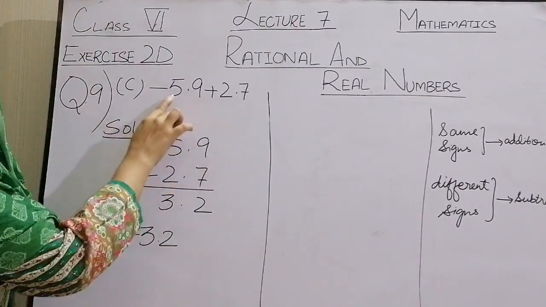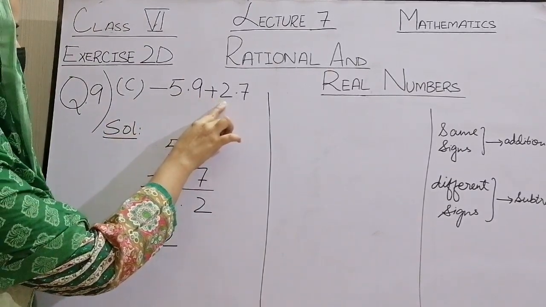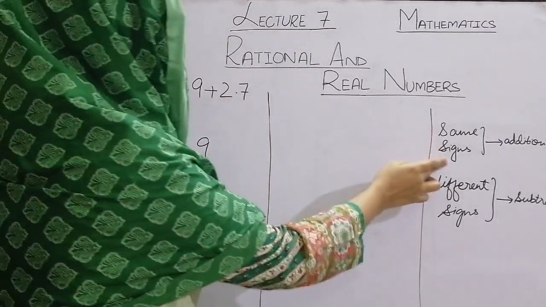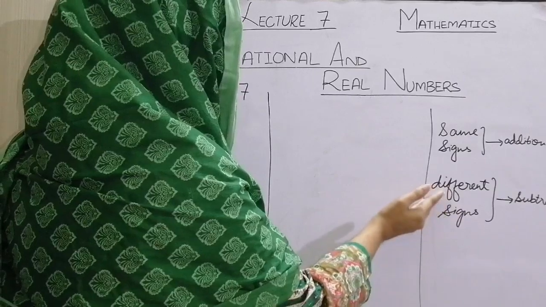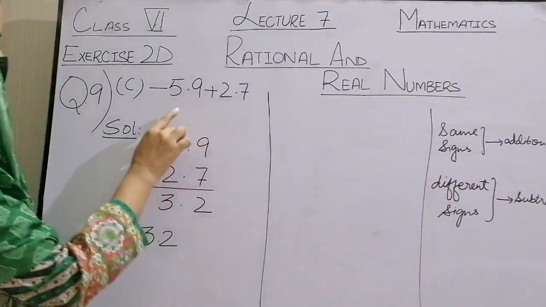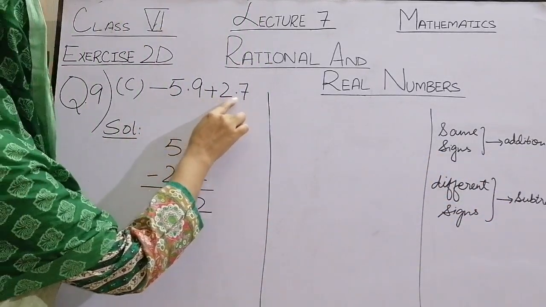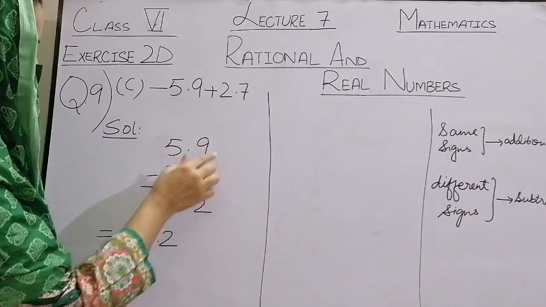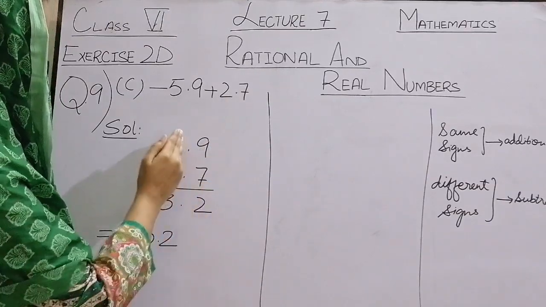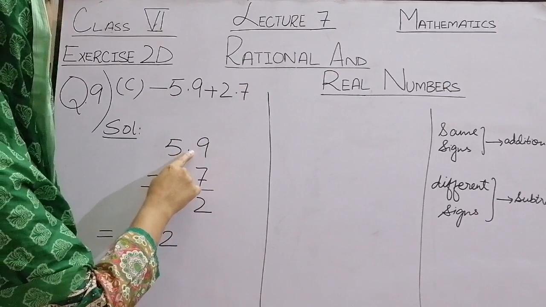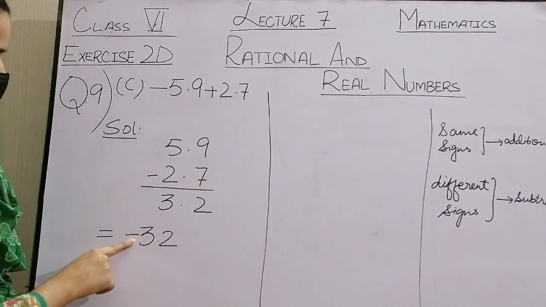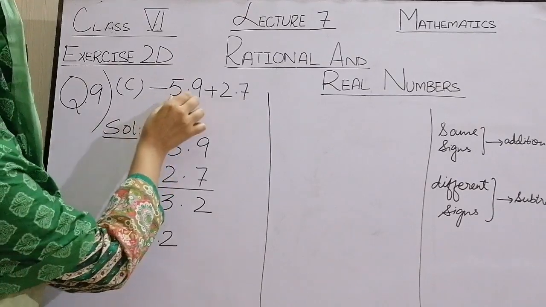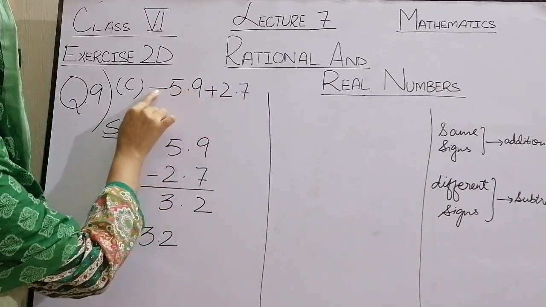Part C is minus 5.9 plus 2.7. Whenever both numbers are with same signs, we add them. Whenever there are different signs, we subtract them. Minus 5.9 plus 2.7. Subtract these. 9 minus 7 is 2. 5 minus 2 is 3. Decimal under decimal. Answer will be negative because the bigger number is 5.9 and it has a negative sign.